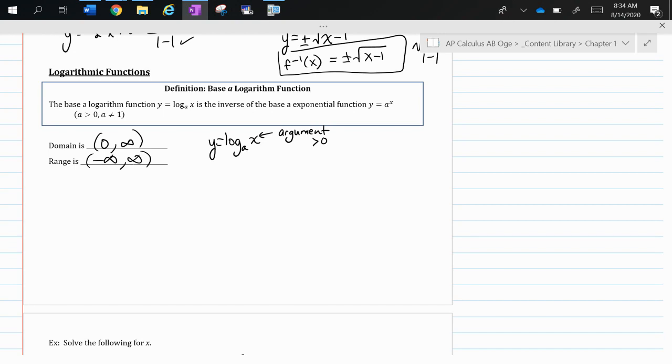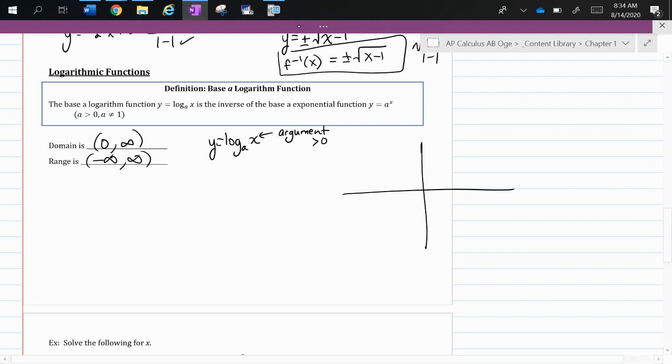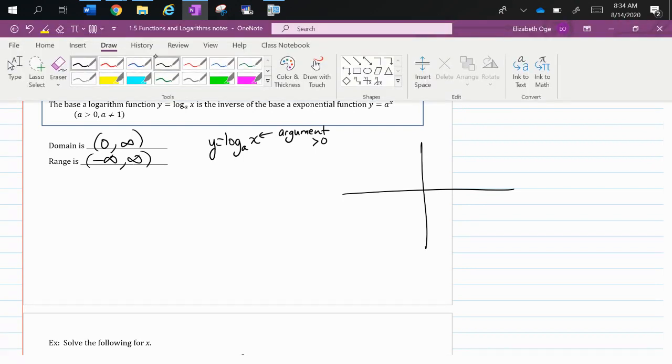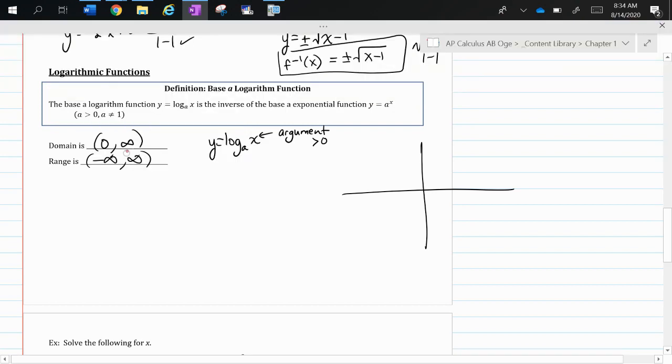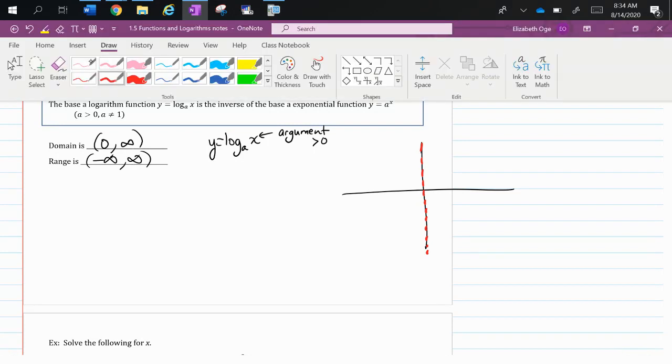We have a vertical asymptote on the graph of a log function. We've got a vertical asymptote at, let's make it big, thick red. There we go. Big vertical asymptote on the y-axis.